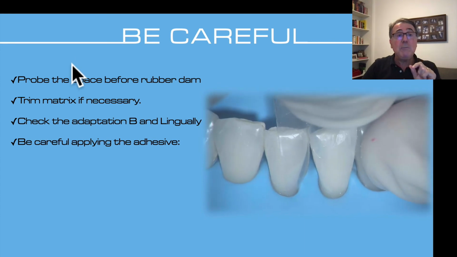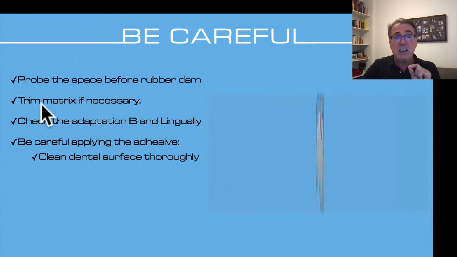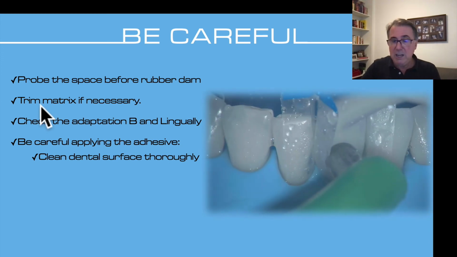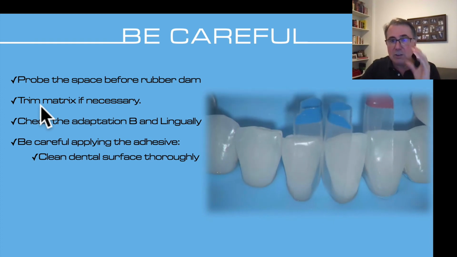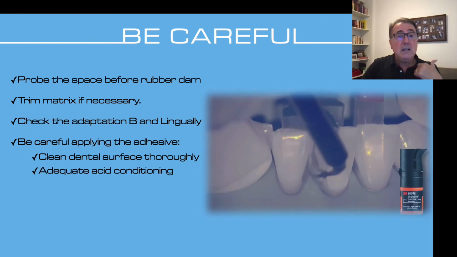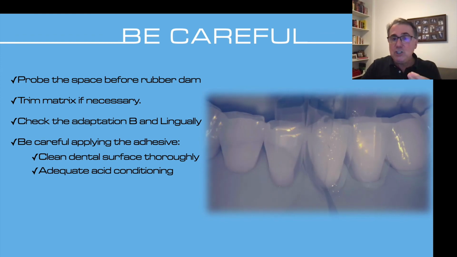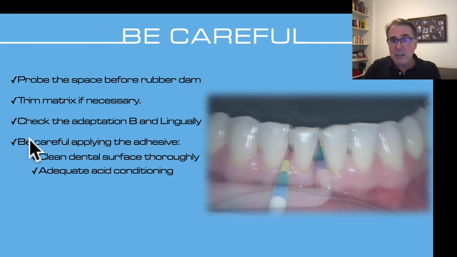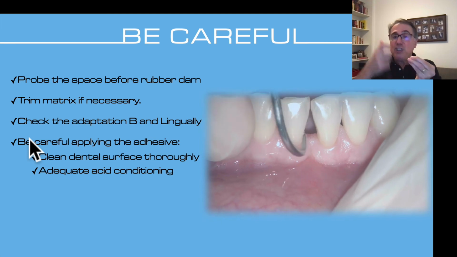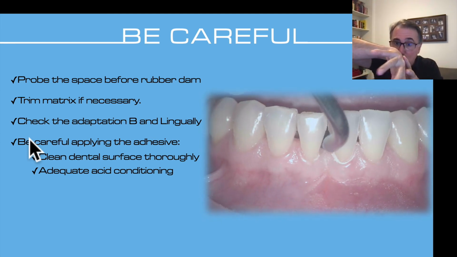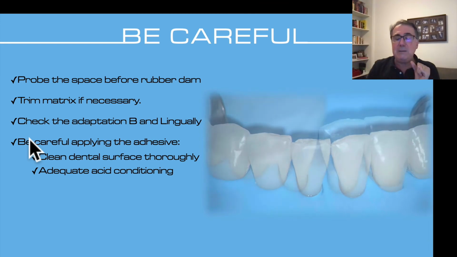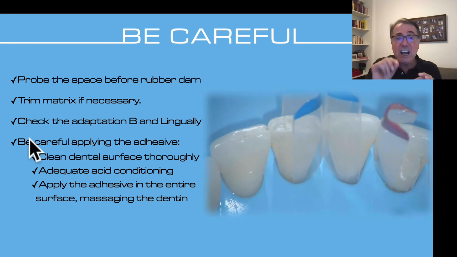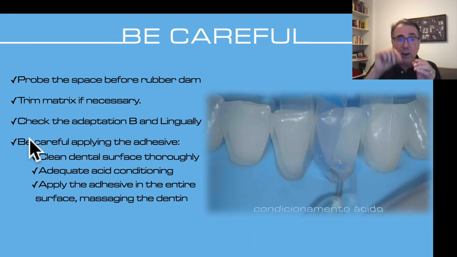Another thing, be careful when applying the adhesive. This is very important. You must clean the dental surface thoroughly. You can use everything you can. Do the adequate acid conditioning for the right amount of time. You place it thoroughly. Check if the acid went all the way through the matrix, all the way inside the matrix. Also, apply the adhesive on the entire surface, massaging the dentin. Make sure you place it.